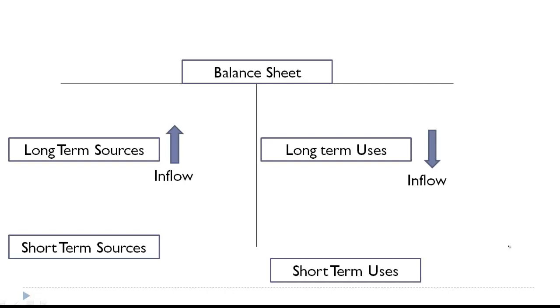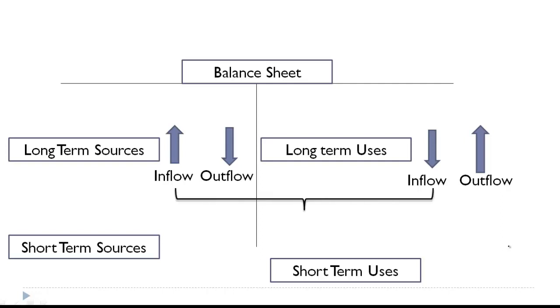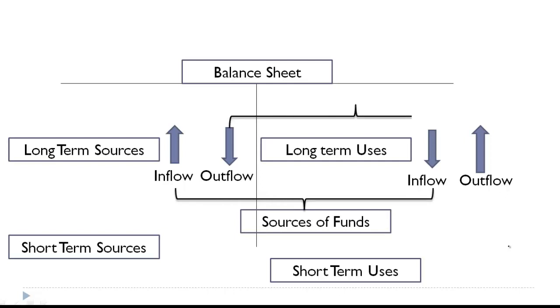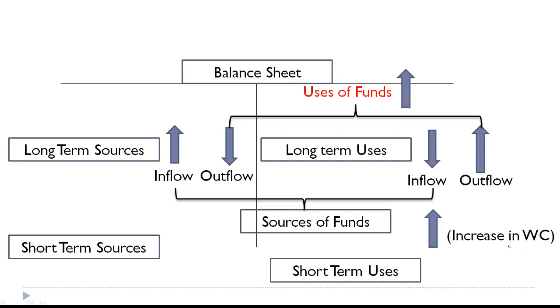Again, if the long-term sources decrease, it means you are making payment for the funds raised, and if the long-term uses increase, it means you have added new assets for which you have to make payment. So in both scenarios there is an outflow. If there is an inflow, it is called source of funds, and if there is an outflow, it is called use of funds. If source of funds are more than the use of funds, the surplus can be used for funding the increase in working capital, and if the use of funds is more than the source, then there is a shortage, and that shortage is funded out of decrease in working capital.